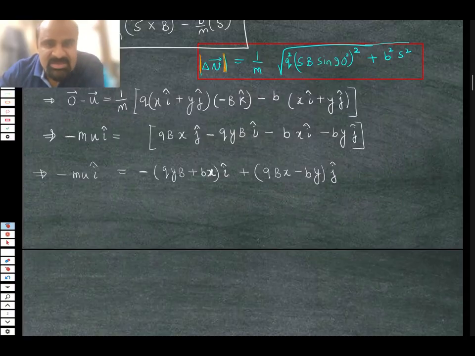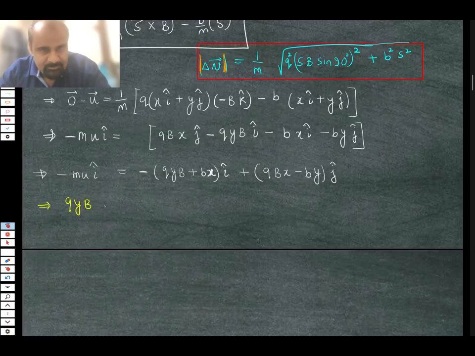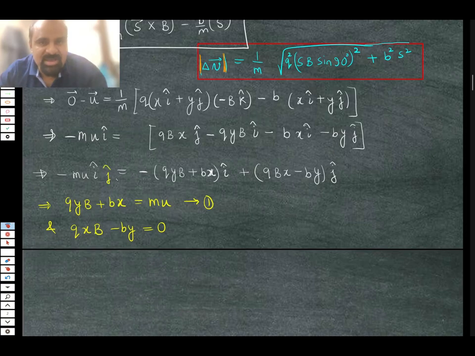Now obviously if the two vectors are equal, their I component should be equal to the I cap component and j should be equal to j, but there is no j over here, so j should be 0. So from here we can write q y b plus this small b x is equal to mu, equation number 1, and q x b minus b y should be 0 because over here there is no j cap. So equation number 2, and now you can solve and you can get the values of x and y individually.